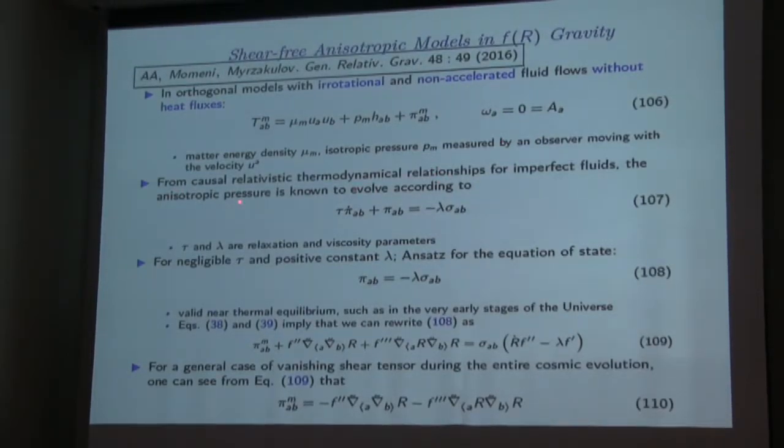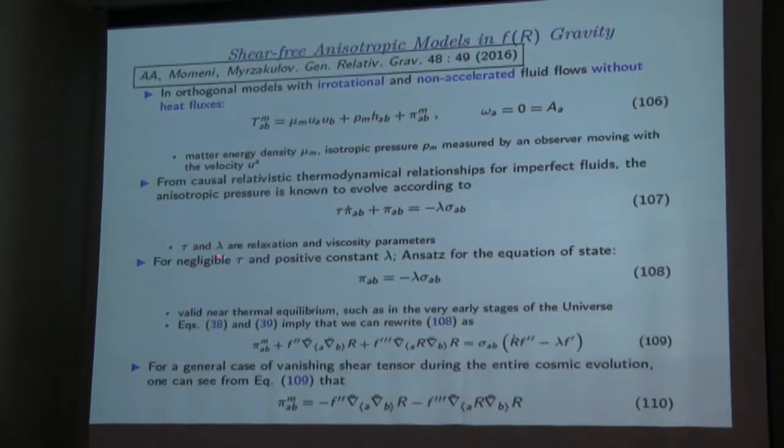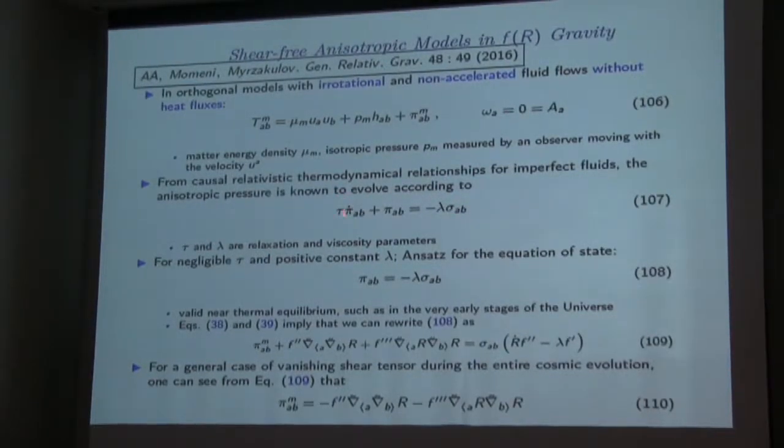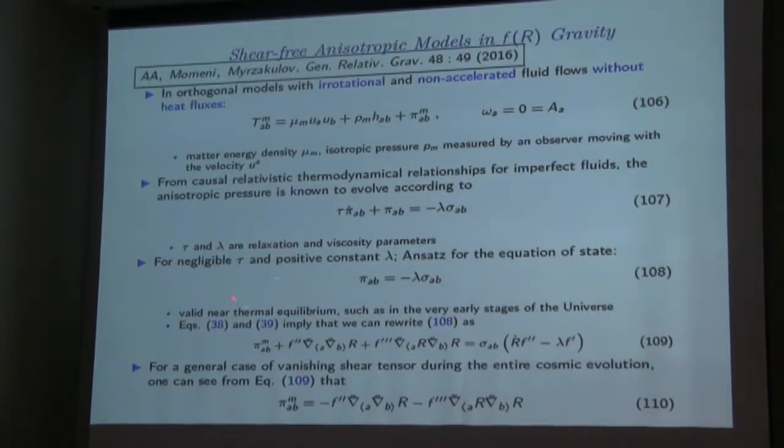In that case, if we take this kind of equation of state, where tau and lambda are known as relaxation and viscosity terms, and we assume that the relaxation term is negligible, which is usually valid near thermodynamical equilibrium, one can get this kind of constraint equation between the models of f(R).